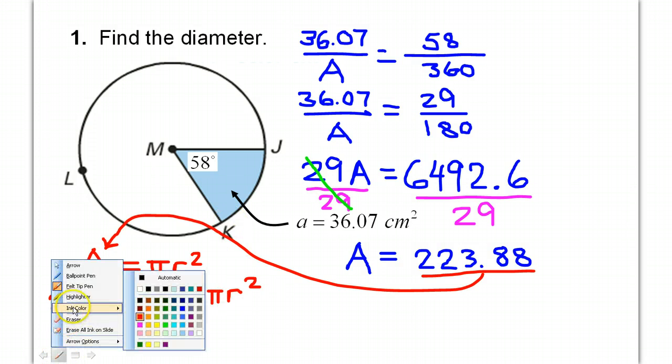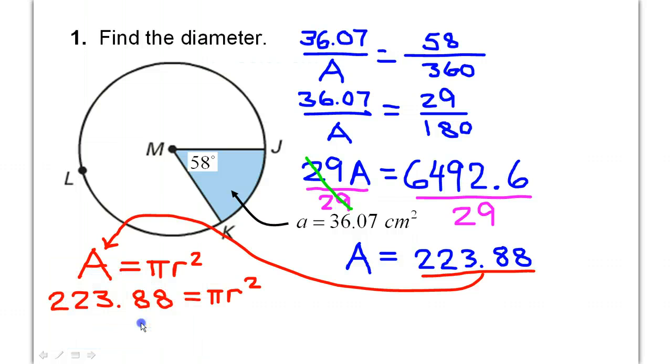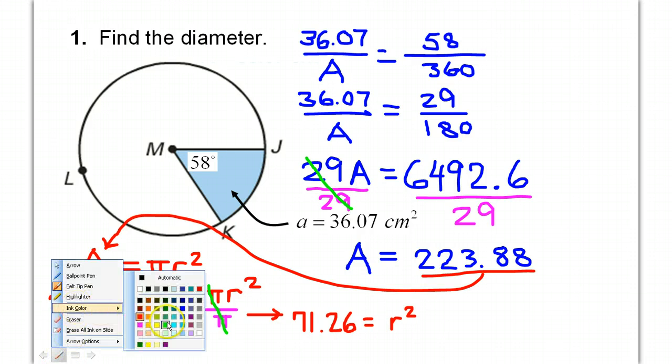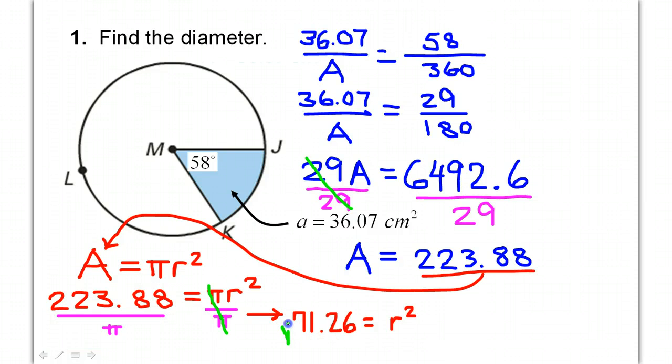Now it's time to divide both sides by pi. Dividing by pi, now I have 71.26 equals r squared. What do you think I'm going to do now? That's right, I'm going to take the square root of both sides to unsquare that r. That gives me that the radius is 8.44. Am I done?